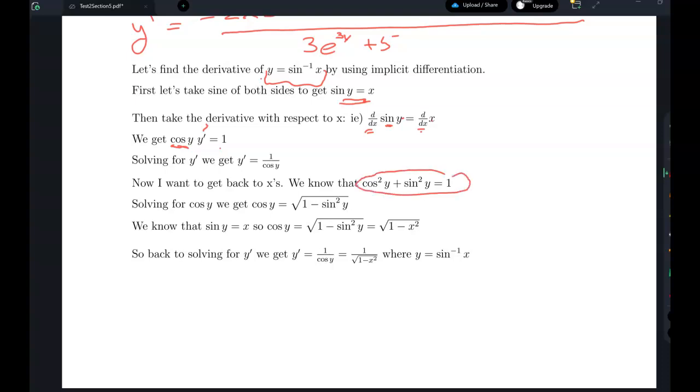You know this is true for any angle, right? So I'm going to rewrite cosine of y as the square root of 1 minus sine squared, just using this. Since I know sine of y is equal to x, I'm just going to replace that with x. So I get y prime is 1 over cosine of y. Using what I have here, it's 1 over the square root of 1 minus x squared.